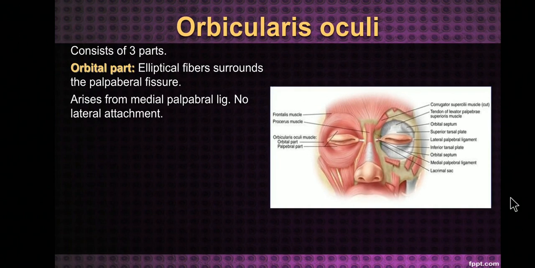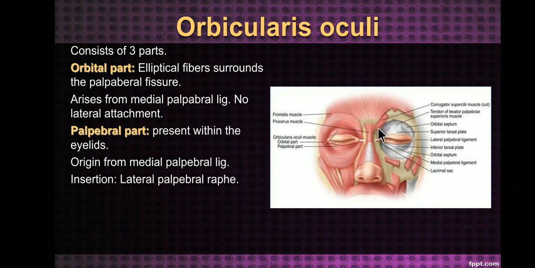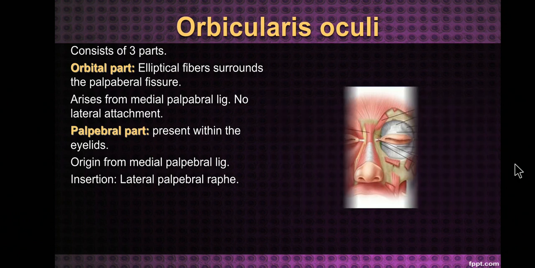Okay. The next is the palpebral part. It is actually present within the eyelids. So eyelids, again, you see the superior and inferior tarsal plates. They pass over that and get inserted into the lateral palpebral raphe. From the medial palpebral ligament, they get attached to the lateral palpebral raphe. So that is about the palpebral part of the Orbicularis Oculi.